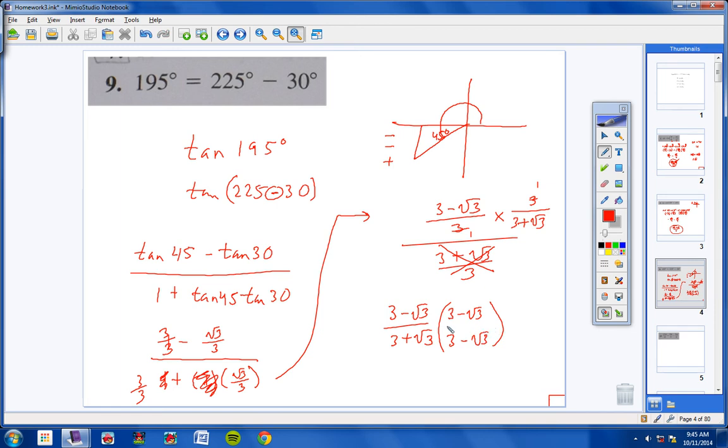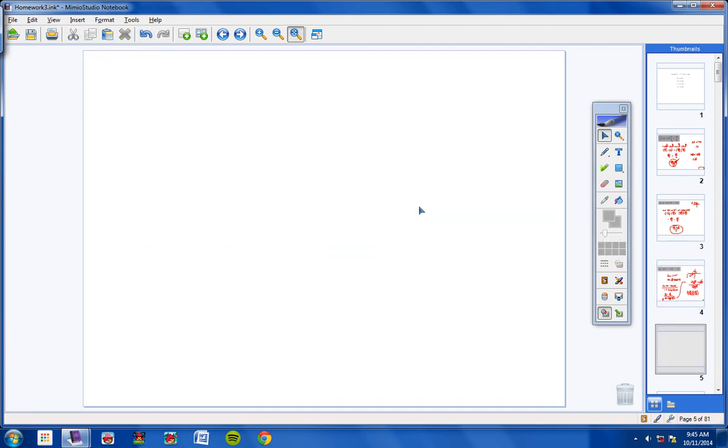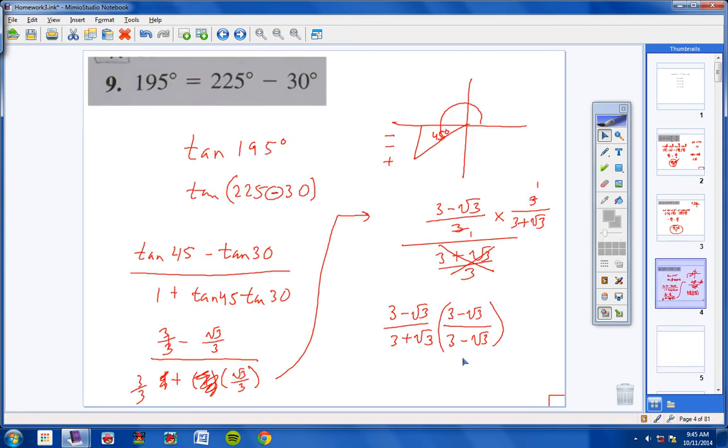here's where I got that from. In your denominator, you always take the middle sign here and you change it. And so because this is a positive right here, we're going to put a negative over here. Okay, so we need to move this and get some room to work with. So here we go.